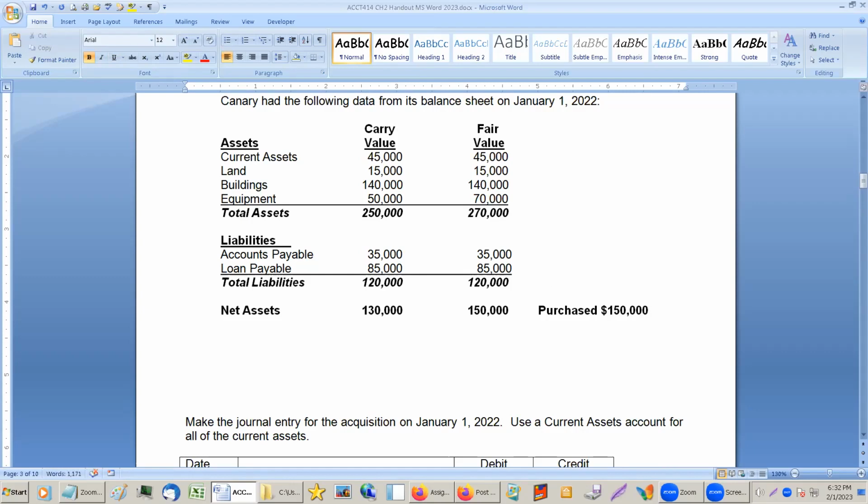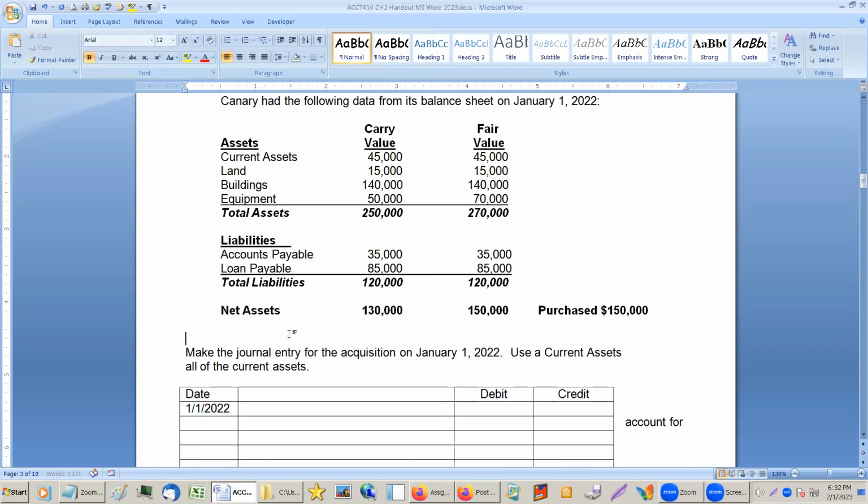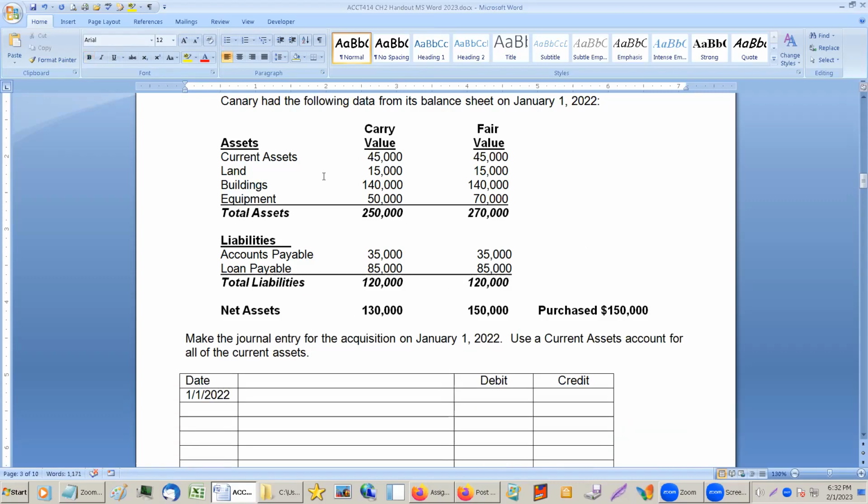All right. Not sure why I left this big space here. What we're going to do is take each of these assets. Now we're going to take current assets all together. In real life, they'd probably break them out into cash, accounts receivable, inventory and all that. But we're going to take them all at once just to speed up the journal entry. So current assets, we're going to put them at the fair values.